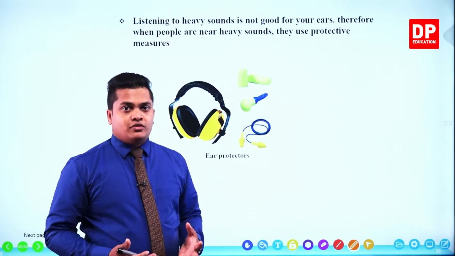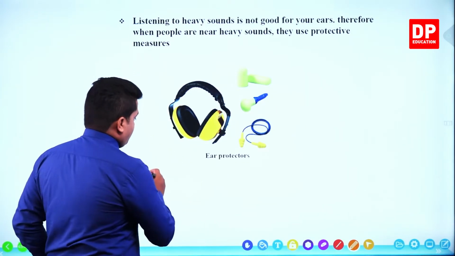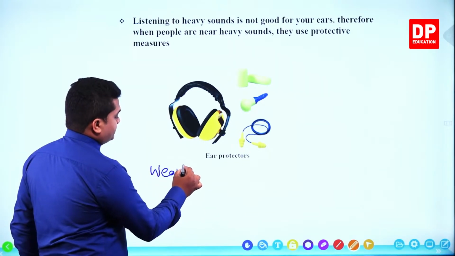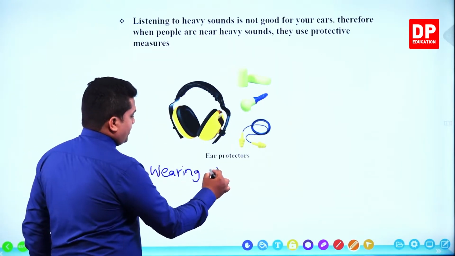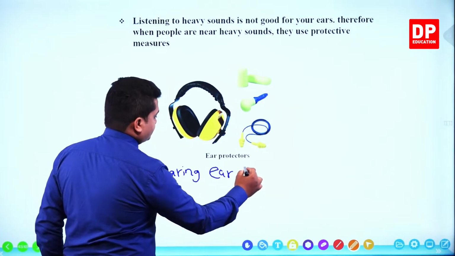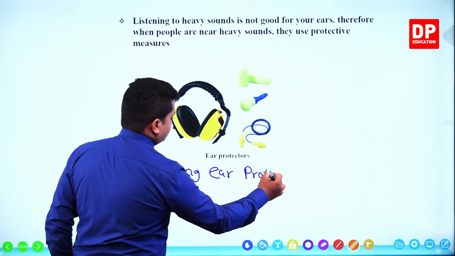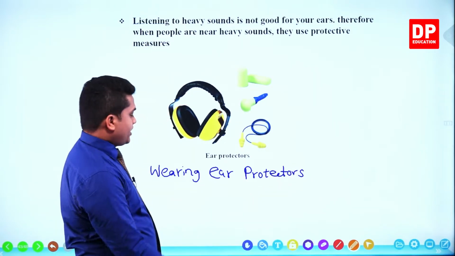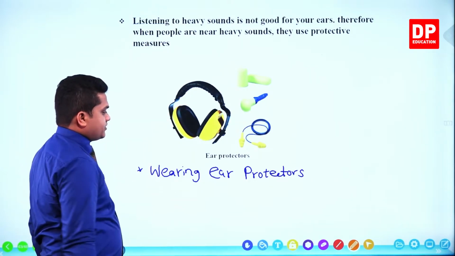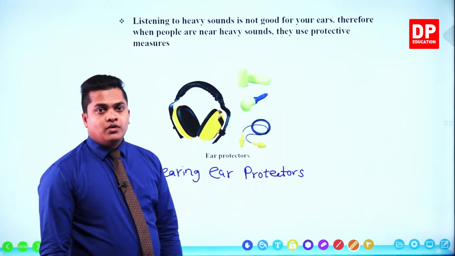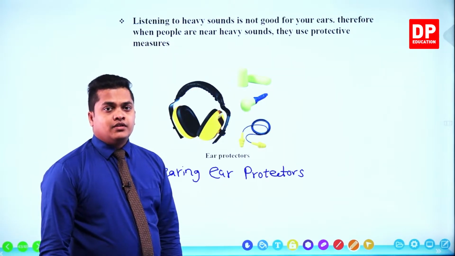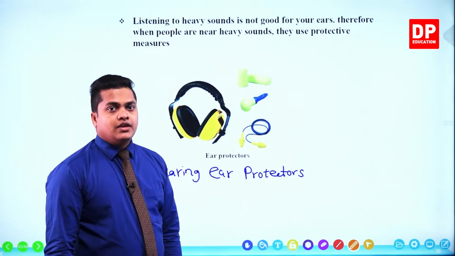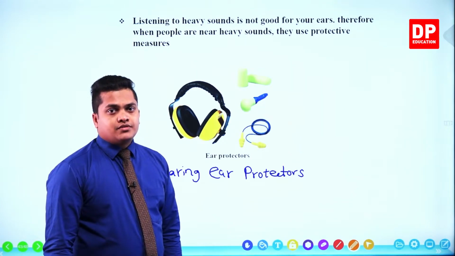So protective measure means what? Wearing ear protectors. They can wear ear protectors. That's how they avoid the damages caused to our ears by the heavy sounds.